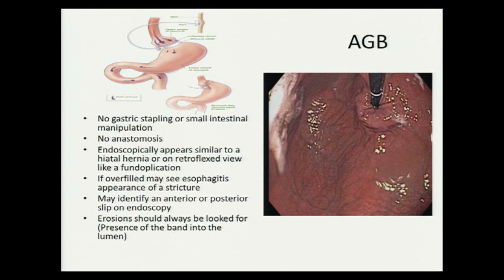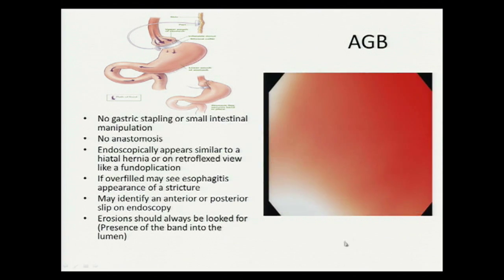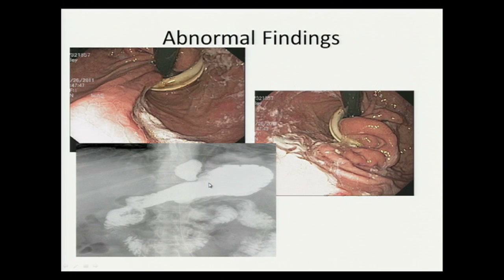That's what you want to keep an eye out for. And then anterior and posterior slips. Anterior and posterior slips, you can see that on endoscopy. More often than not, above the band itself, you'll see a pooling of fluid as well. And this is obviously abnormal findings.